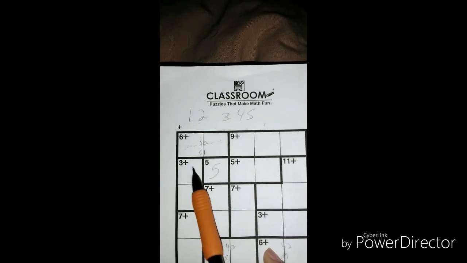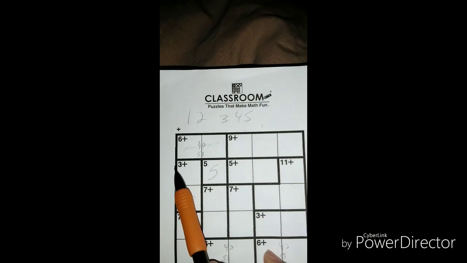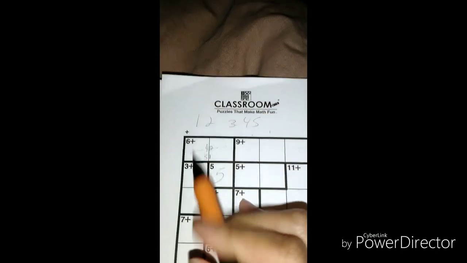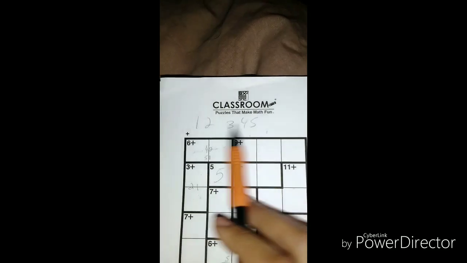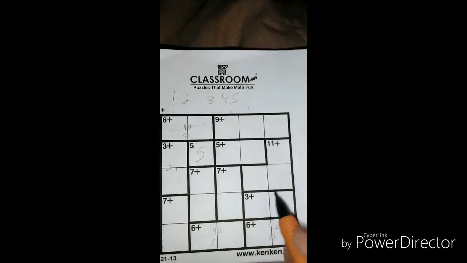Now let's go to the next cage. This cage means that there are 2 cells added together equals 3. We know 2 and 1 is a possible combination. As a matter of fact, there's no other possible combination. This has to be 2 and 1 because there are no other numbers that I can add together to equal 3. I have another 3 plus cell over here, so 2 and 1 would be the only combination there.